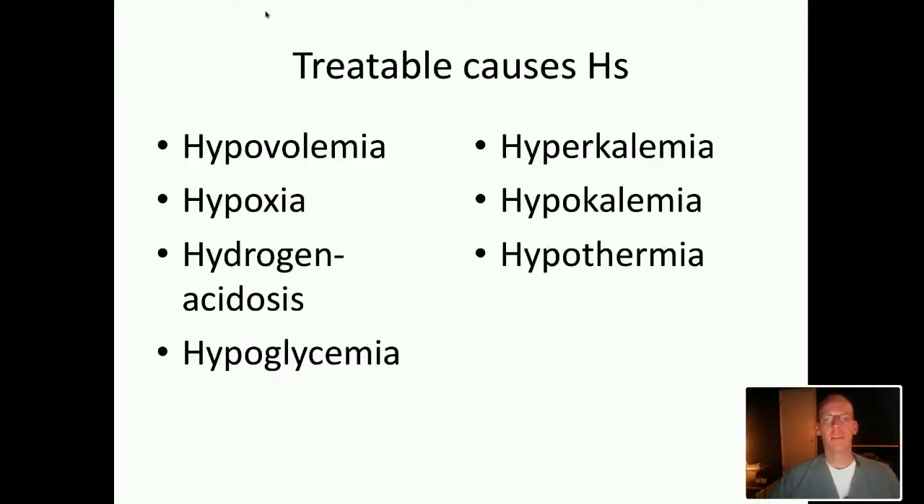These are the H's and the T's that you may have heard before. So in the H's, we have hypovolemia, hypoxemia, hydrogen ion, which is basically acidosis, hypoglycemia, hyperkalemia, hypokalemia, and hypothermia.